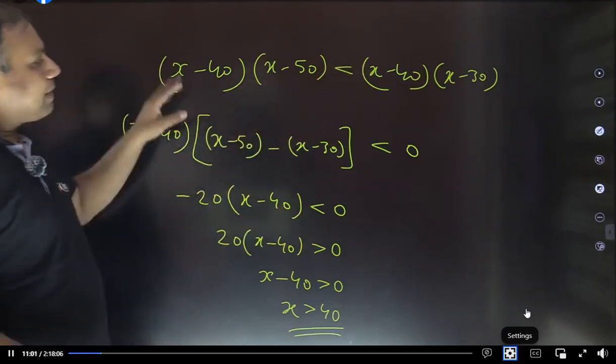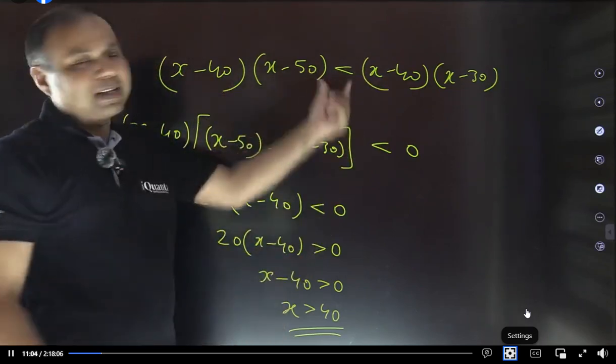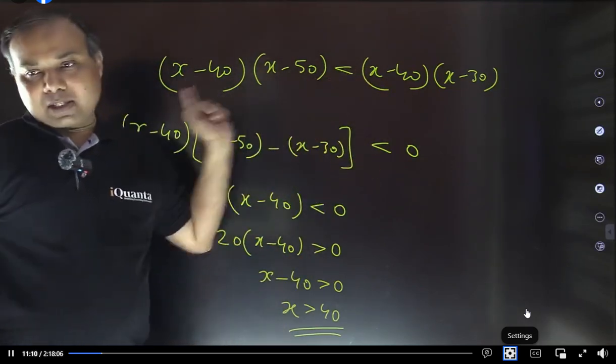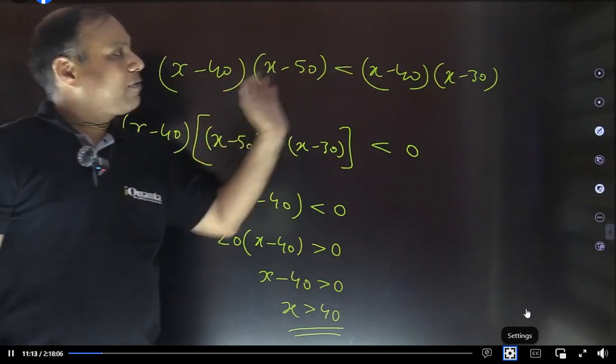So when we are multiplying x minus 40 on both sides, then we are getting this relation. Now x minus 40 can be a positive number, can be a negative number. So it depends on the value of x. So that will affect this relation between the two sides.